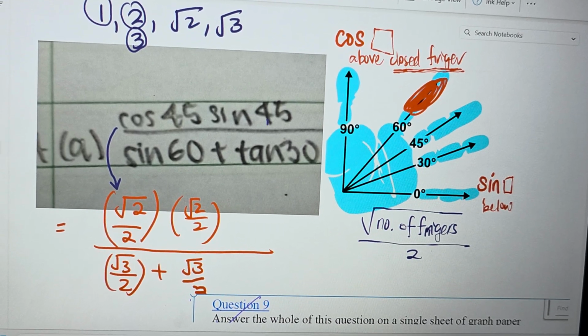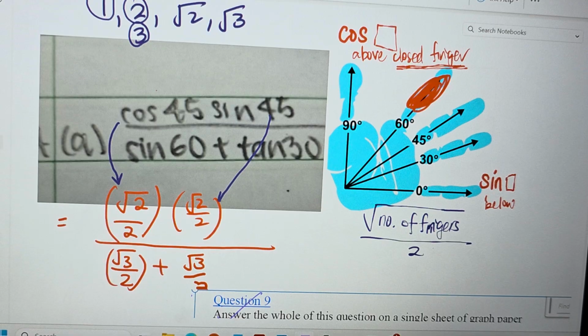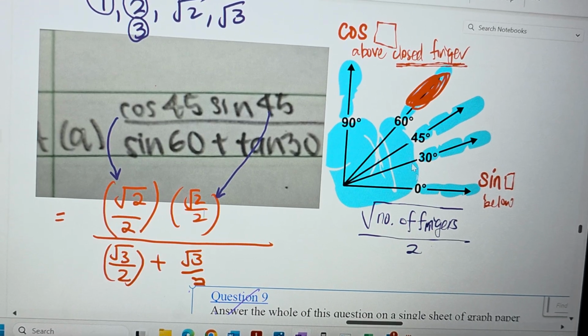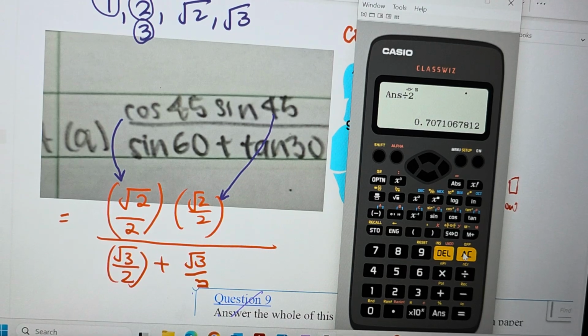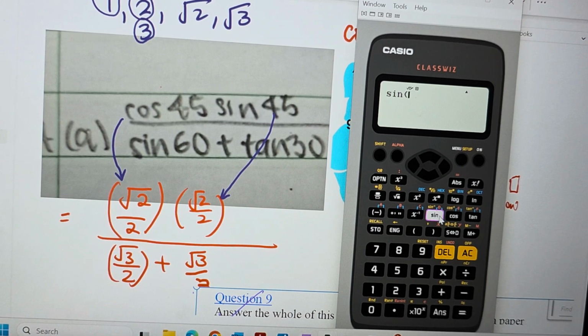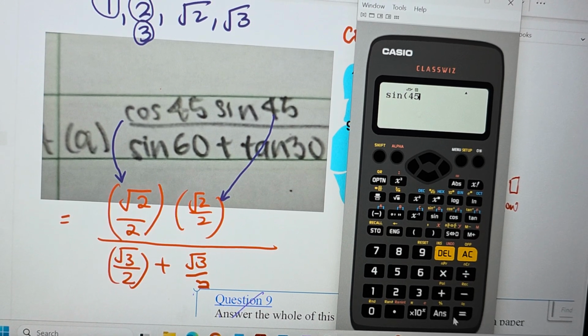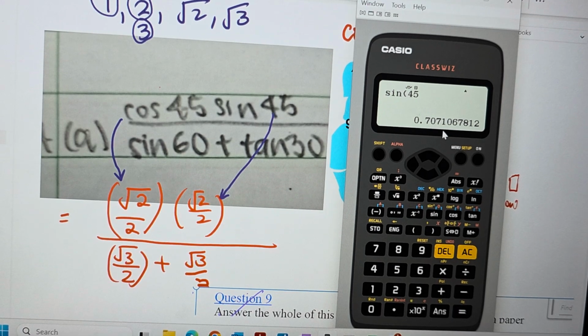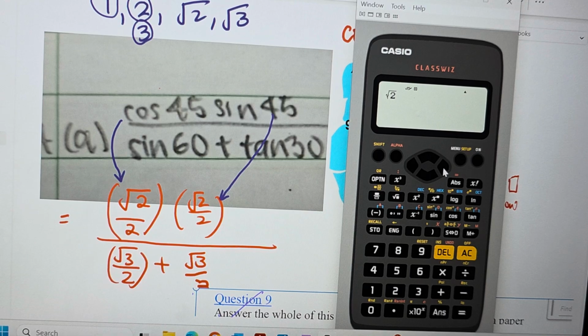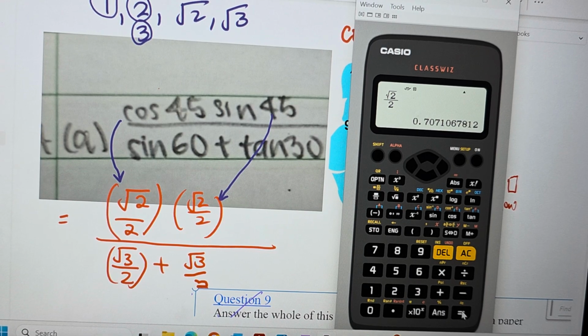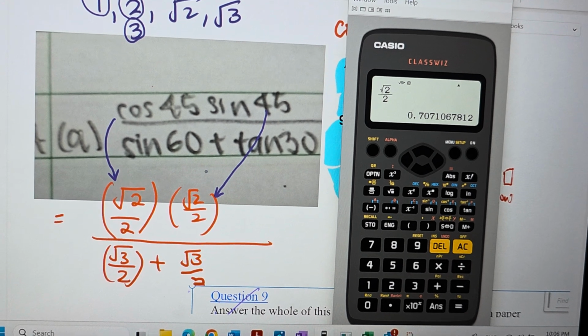Now we try sine 45. Why is sine 45 this value? Again, you press sine 45 on your calculator because you're too lazy to use your fingers. Oh, it's the same one. So it's just square root 2, then you divide by 2, then you get the answer. So that's how you get this.